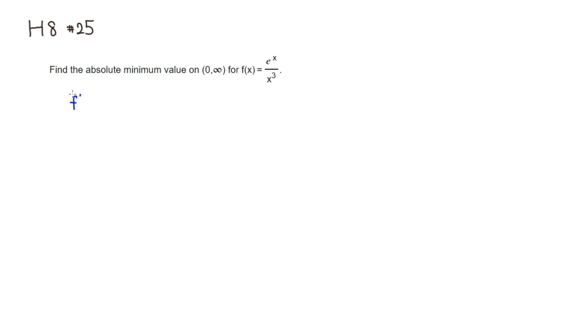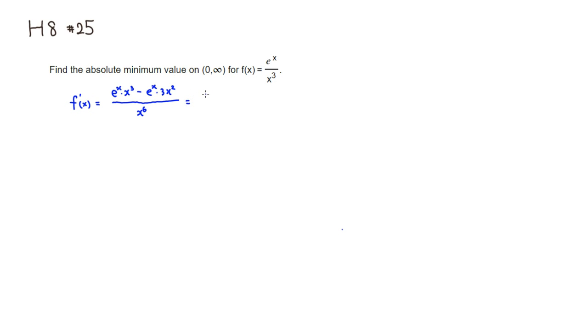So f prime of x is equal to, all right, you have a quotient format, so I'm going to use the quotient rule here. Square the bottom, so x cubed squared would be x to the 6th power. The derivative of the top is e to the x still, multiplied by the bottom, x cubed, minus the top, e to the x, times the derivative of the bottom, which is 3x squared.